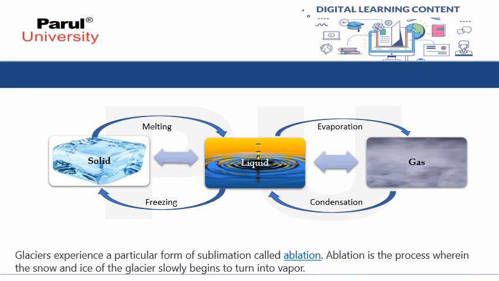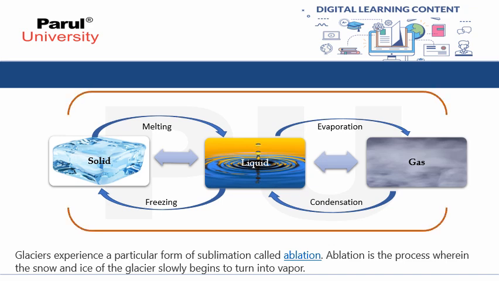And the glaciers experience a particular form of sublimation called ablation. Therefore, when solid is converted into the gaseous phase, this is called sublimation. This is a process wherein the snow and the ice of a glacier slowly begin to turn into vapor. When gas is converted to solid, it is called desublimation or deposition.